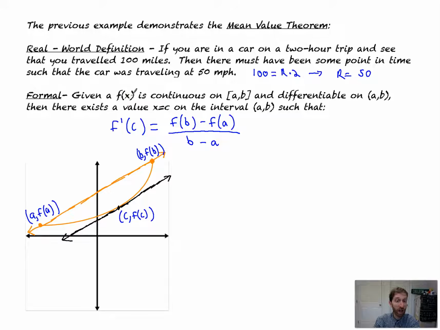Given a function, f of x is continuous on the closed interval, just like in Rolle's theorem, and differentiable on the open interval, meaning we're smooth from the starting point to the end point, then there exists some value c, some x value between a and b, such that the average rate of change, that's the slope, is equal to the slope at some instant at c.